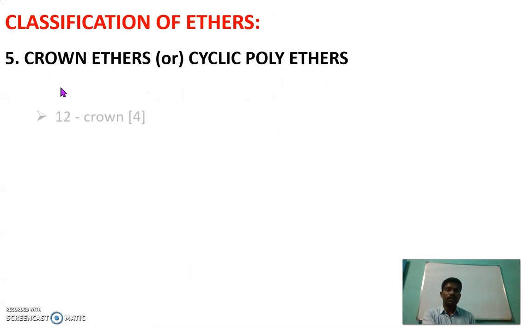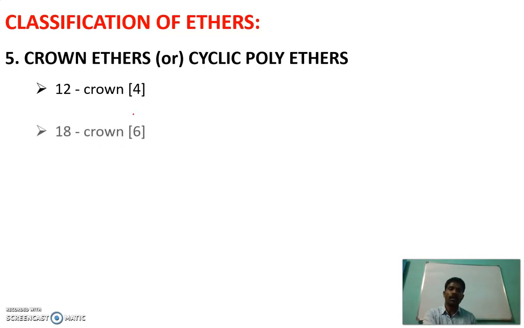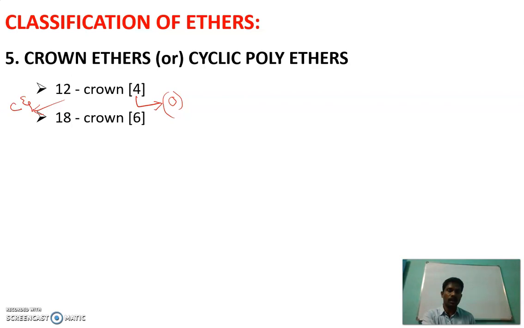Next classification is crown ethers. Crown ethers are cyclic polyethers. Examples for crown ethers are 12 crown 4 and 18 crown 6. The last number indicates the total oxygen atoms. The first number indicates the total carbon and oxygen atoms.